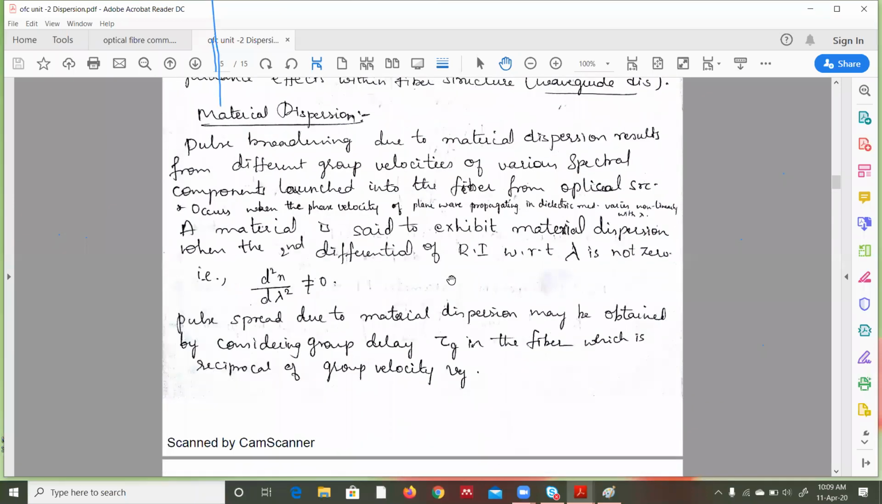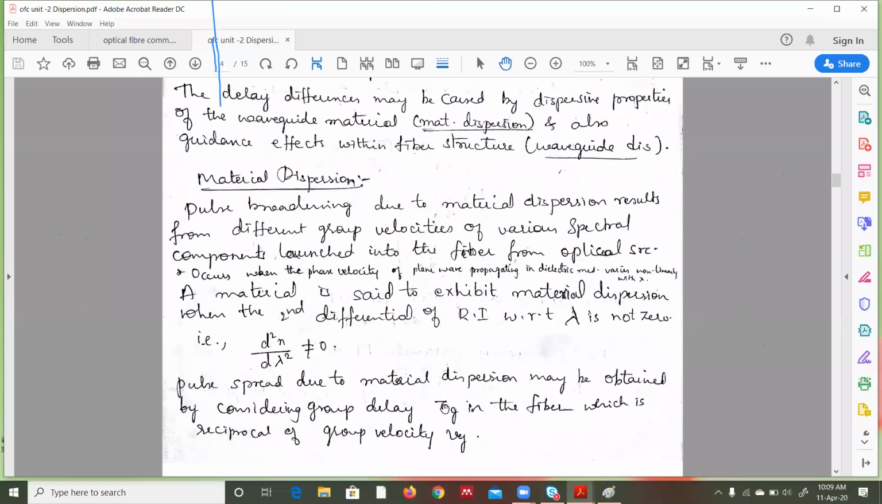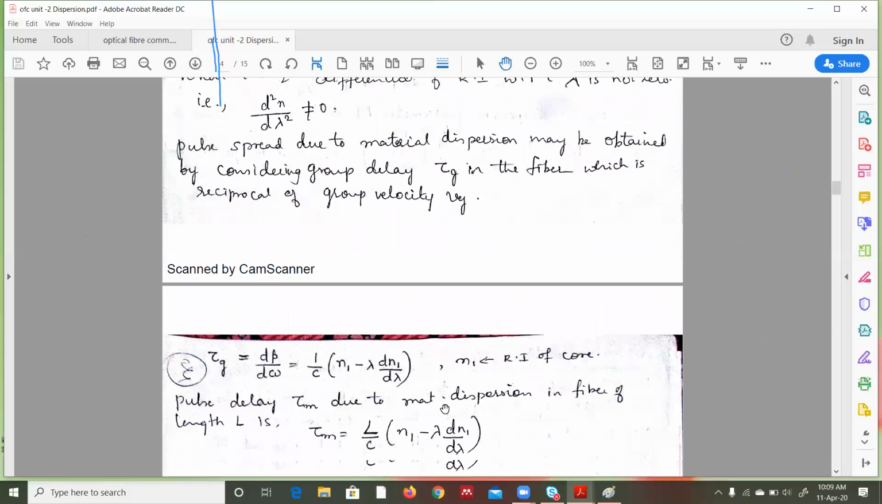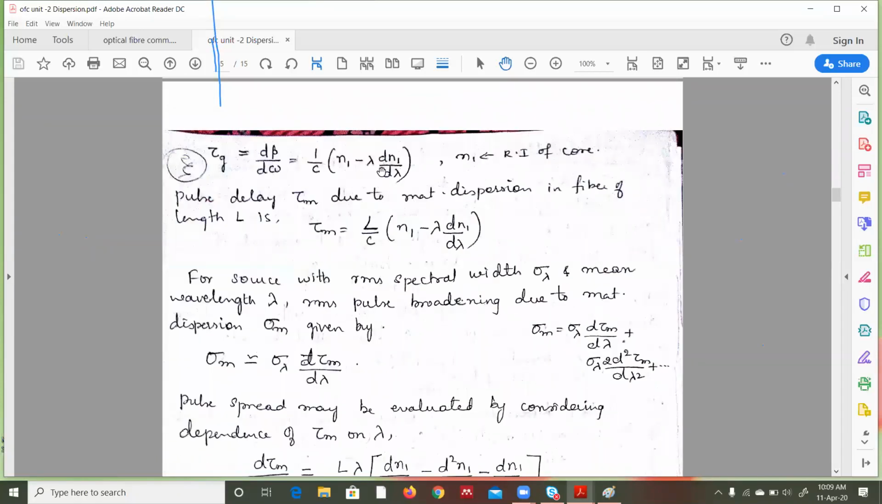So group velocity is inversely proportional to group delay. So we are going to consider the group delay expression now. Tau of xg is 1 by c (n1 minus lambda dn1 by d lambda). So this is an equation one has to consider in order to proceed with the derivation. Okay. So n1 is nothing but the refractive index of the core.